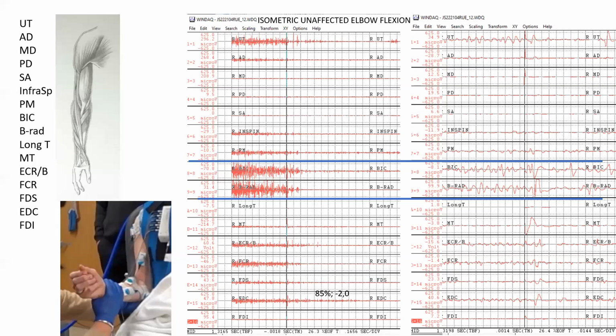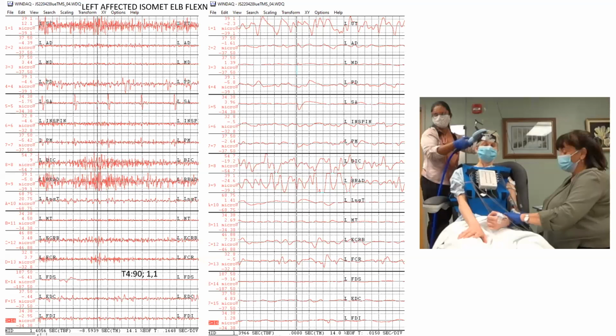And here is isometric flexion on the unaffected side. And you see activity, especially in the biceps and brachioradialis, and a little bit in upper trapezius. And here we see an MEP in the biceps and especially in the brachioradialis, but there are also some distal MEPs, and it looks like there may have been an MEP in the right upper trapezius. And this is how Mary tested the patient. So that's the unaffected side.